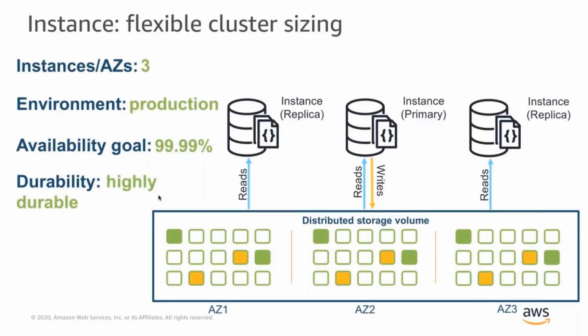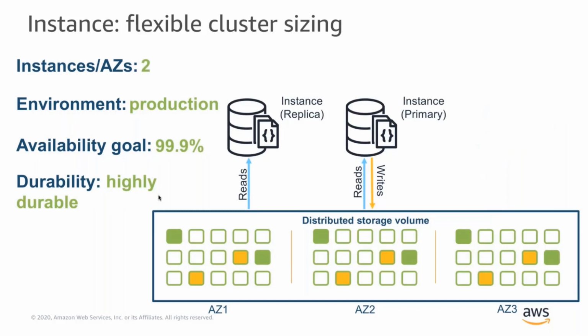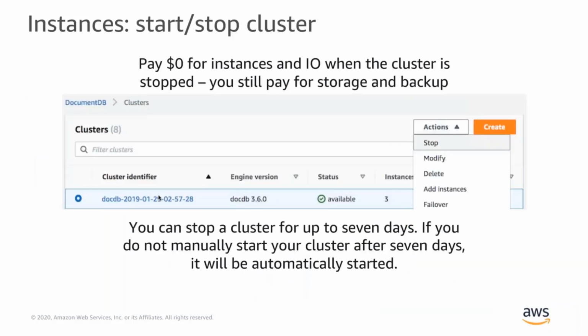Because then you can say, hey, this is an interdepartmental website. I don't need 4 nines of availability. I only really need 2 nines of availability. So now I can cut my instance cost by 1/3, so I can match my workload, and I don't have to compromise durability to do that. There's a lot of advantages in flexible cluster sizing for that.